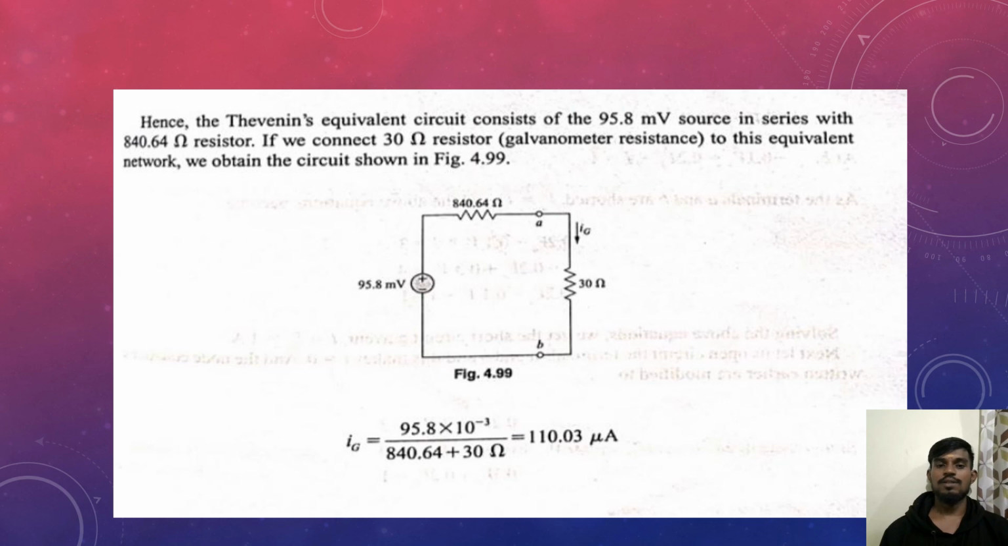If we connect the 30 ohm galvanometer resistance to this equivalent network, we obtain the circuit shown in figure 4.99. Ig is equal to 95.8 into 10 power minus 3 by 840.64 plus 30 ohms, that is equal to 110.03 microampere.